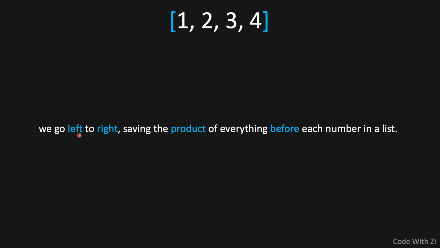Our approach is going to be super simple. We're going to do two simple things. The first one is that we're going to go from left to right, saving the product of everything before each number in a list. Now you might be like, what does this even mean, Z? Well, don't worry because I'm going to visualize it for you.